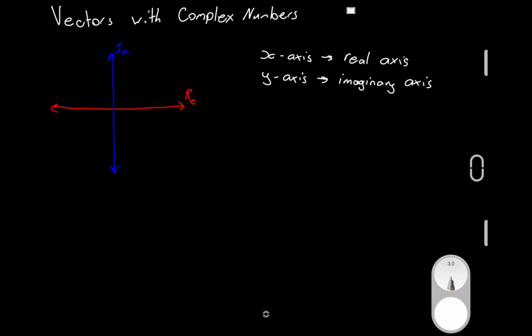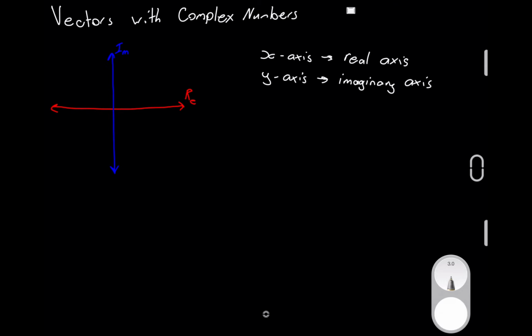So let's make a start on this. What we've got here is a set of x and y axes as we'd normally know them, x being the red, y being the blue. But in this case, our x-axis is what we're going to call the real axis, and our y-axis is going to be our imaginary axis.